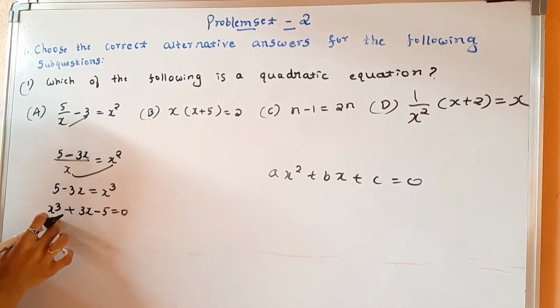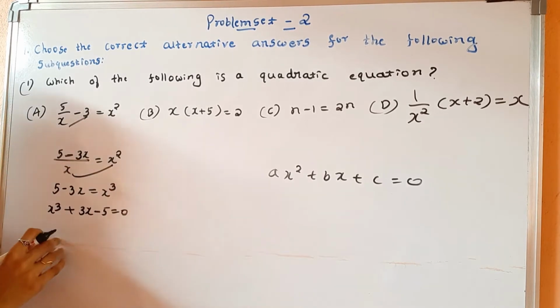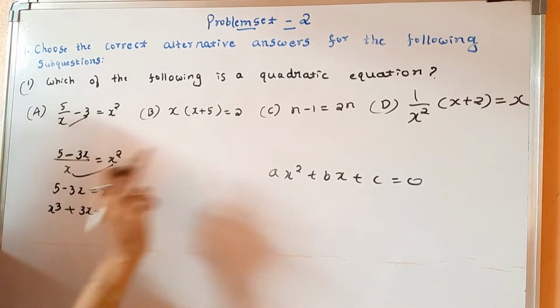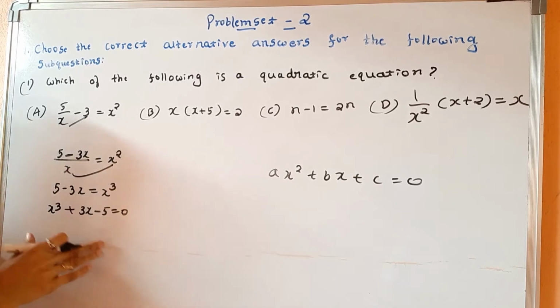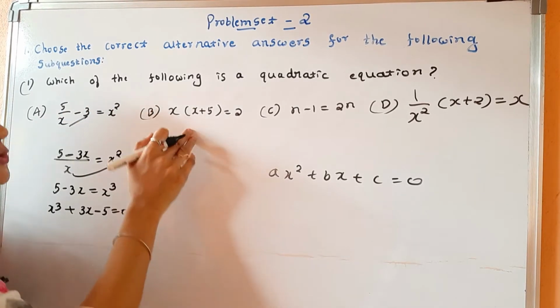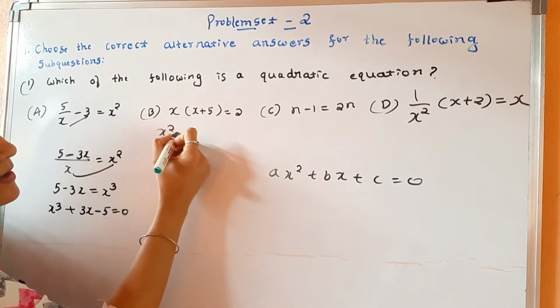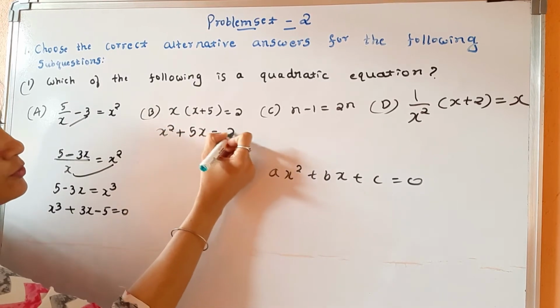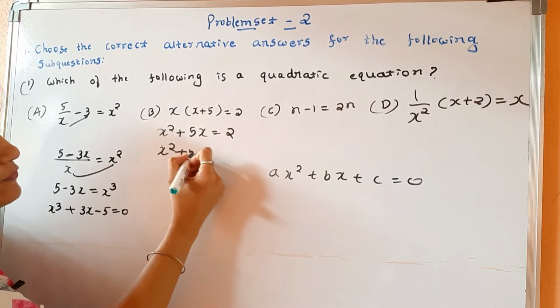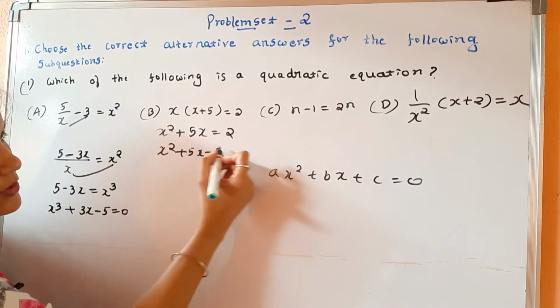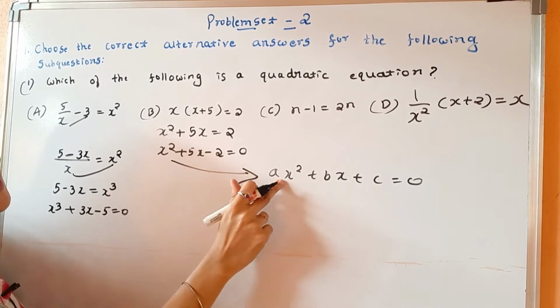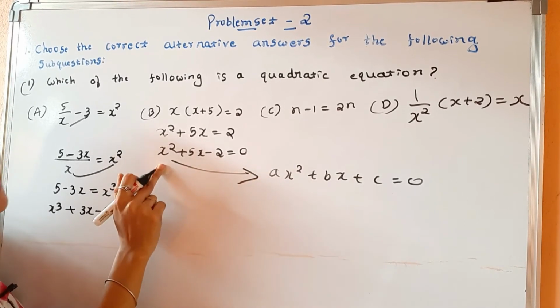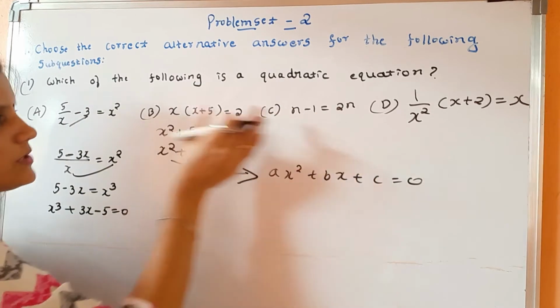We got a degree 3. You know that for a quadratic equation, the highest degree of a variable should be 2, okay. Here it is 3, so it cannot be a quadratic equation. We'll move to the next one. x into x, x square plus 5x is equal to 2. Here x square plus 5x minus 2, I brought this side, equal to 0. This is of the form ax square plus bx plus c. So this can be the answer, but still we will check the others.